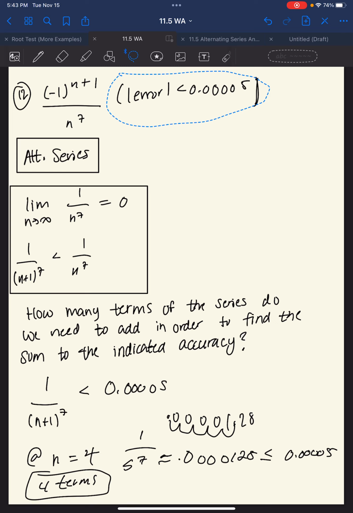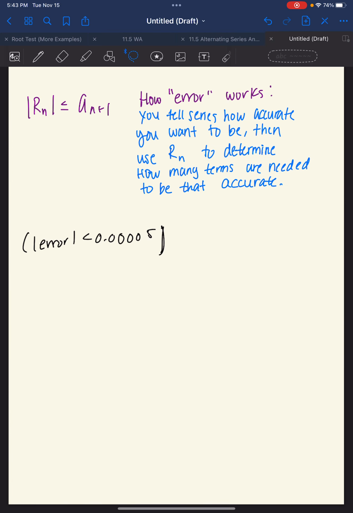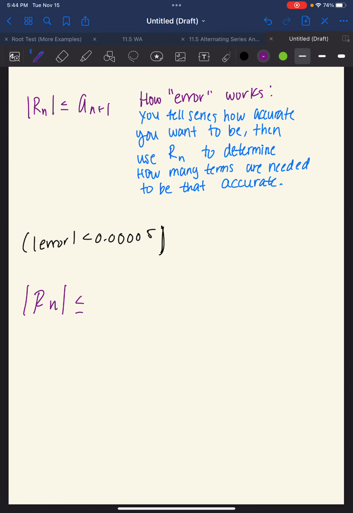Basically, what they want you to do is show that the absolute value of r sub n is less than a sub n plus 1. On the WebAssign, our a sub n is 1 over n to the 7th, but we want a sub n plus 1. So we're going to replace this n with n plus 1, which gives 1 over n plus 1 to the 7th.